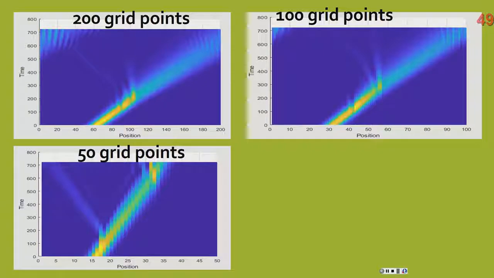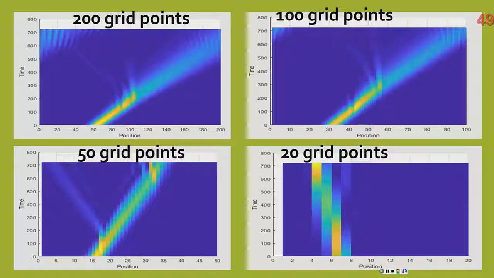So this is with 50 grid points. Notice that the slope of the line is a bit different. And with 20 grid points, it looks unrecognizable. I think something went amiss with the code with the 20 grid points.